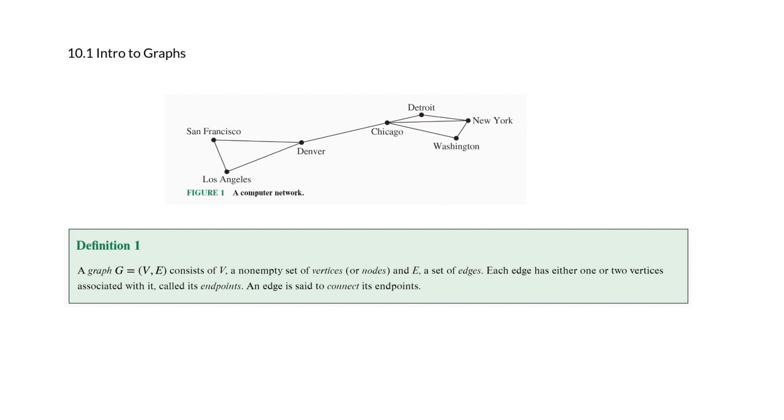The set V has to be non-empty, and its elements are called vertices or nodes, and they correspond to these points in here. And E is the set of edges, or sometimes called arcs, and the set E corresponds to these connections between different vertices or nodes. Each edge has either one or two vertices associated with it called its endpoints. An edge is said to connect its endpoints.